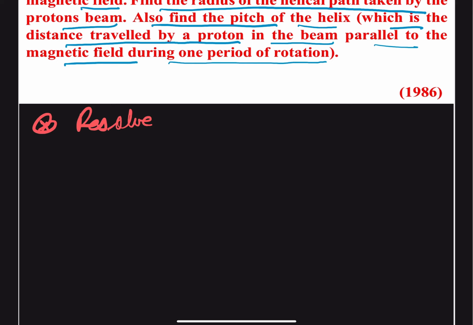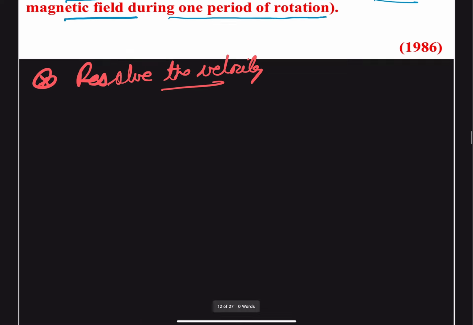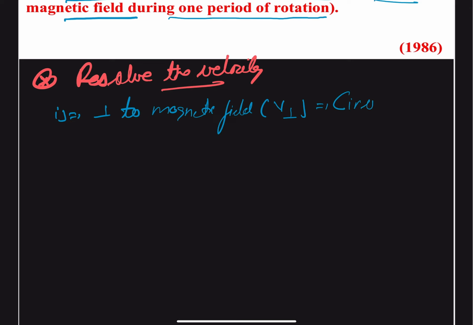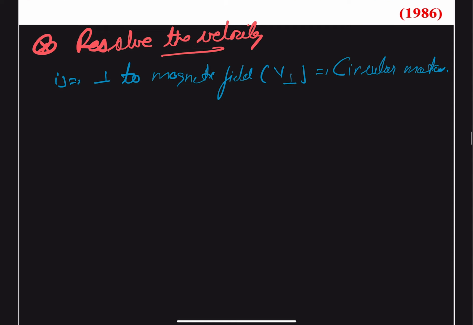Resolve the velocity. So we're going to have two components. The first one will be perpendicular to the magnetic field. Let us call that V perpendicular. This causes the circular motion. And the second one is parallel to the magnetic field.